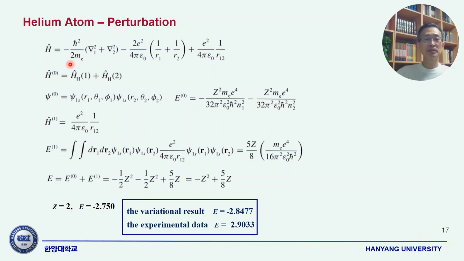So for the helium atom, remember that this is the exactly solvable H0, and this is the perturbation. So this is H1, and H0, and psi is the orbital product of course. Then this is the exactly solved problem. And then E0 is just twice of this, the same. N1 and N2 equal 1, G equals 2. So that's what you obtained previously, and this is your perturbation.